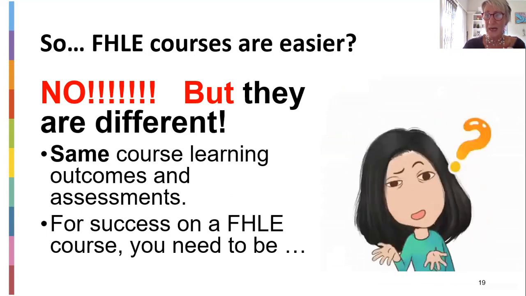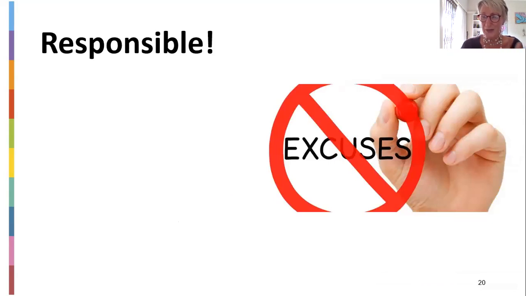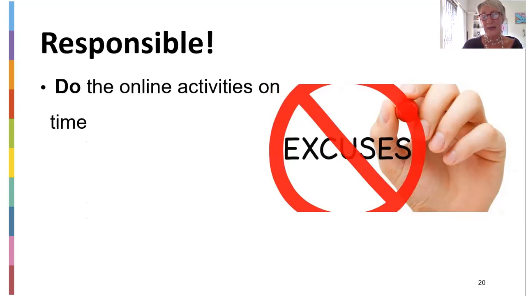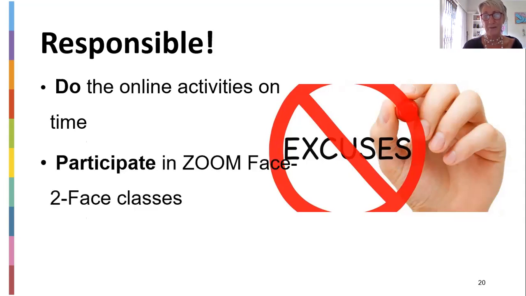To be successful in this kind of flexible hybrid learning experience, you will need to be responsible. So you won't be able to make excuses like: I can't get access to my materials, I've got no laptop, I've got no phone, I don't have time, I've got too many commitments. You're going to have to do the online activities in time. You're going to have to make your own time for it. You have to be responsible enough to participate in the Zoom face-to-face classes, to type questions in the chat, and to contact me by email afterwards if you are unsure about anything. So you've got to participate in ways that you can.